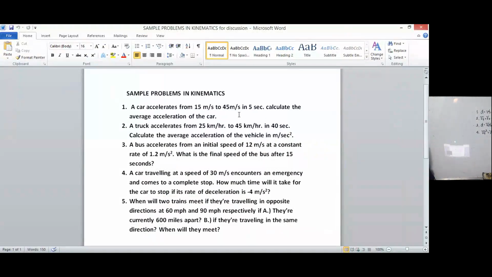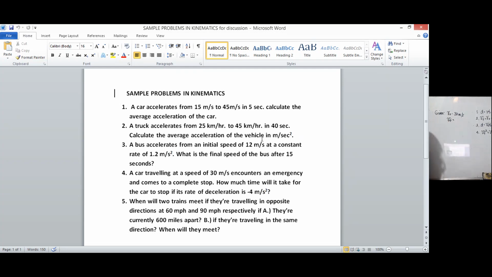Okay, so next, number 4. A car traveling at the speed of 30 meters per second encounters an emergency and comes to a complete stop. How much time will it take for the car to stop if its rate of deceleration is negative 4 meters per second squared? Okay, so I'll be writing the given. Speed of 30. Your VO is 30 meters per second.